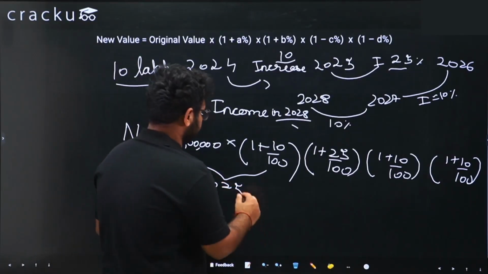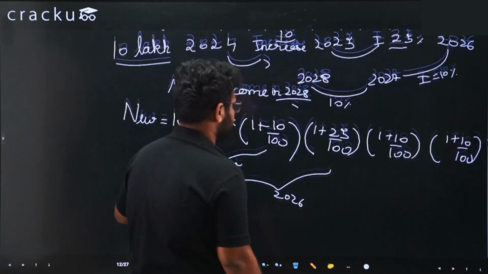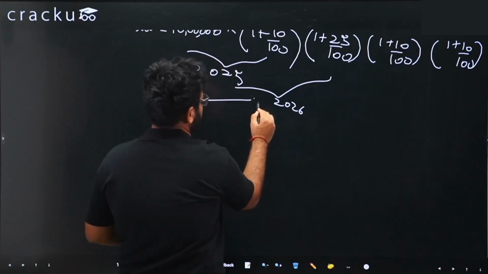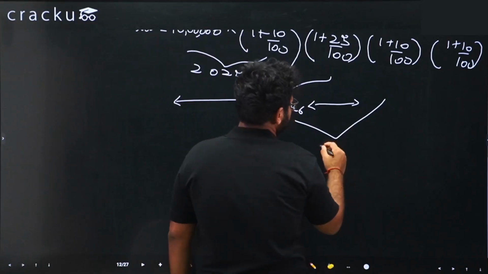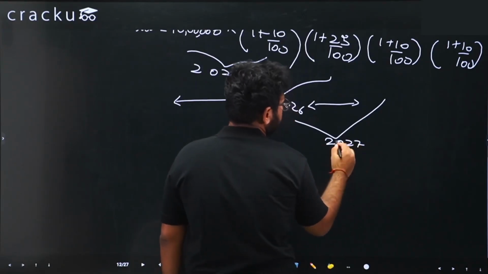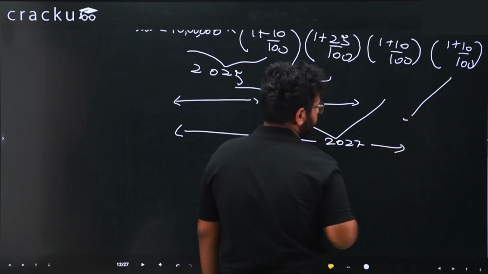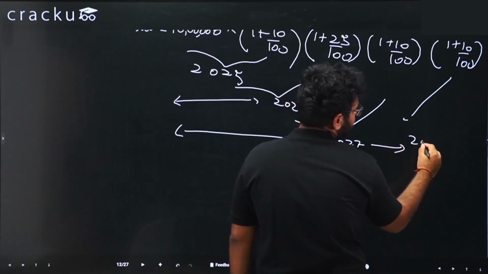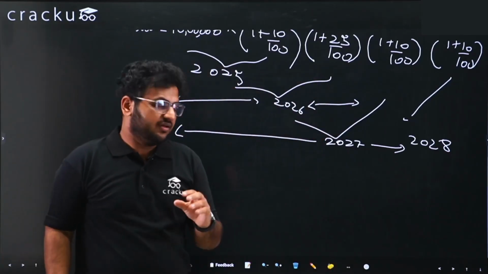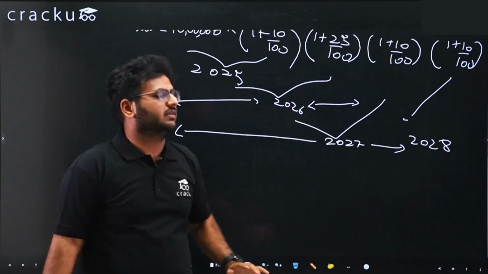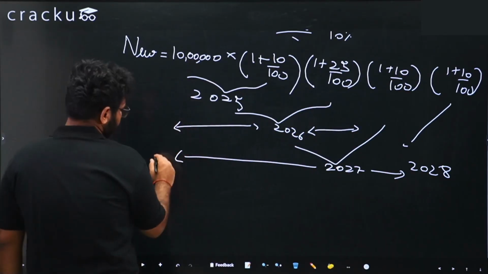Then this into this will be my salary in 2026, then this whole into this will be my salary in 2027. And now complete this into this 1 plus 10 by 100 will be my salary in 2028. So what we are doing is we are just multiplying it consecutively. So let us just multiply it. So which is equal to what?